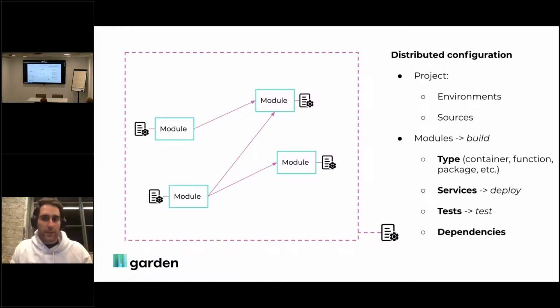But with Garden, we take this one step further. So with each of these steps, building, testing, and deploying, you can also create dependencies between different steps and modules between each other. So you can say, only test this particular module when that database is done initializing, something like that. So what we're providing is basically a way to describe your stack in a distributed fashion, describe all of the build, test, and deploy steps of it, and also how they relate between each other.